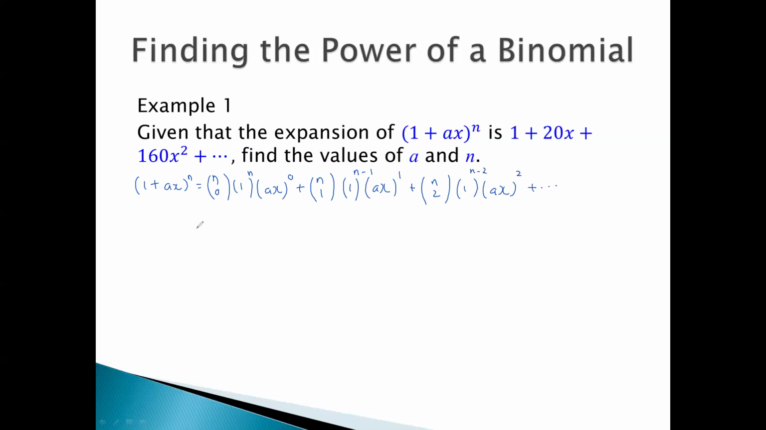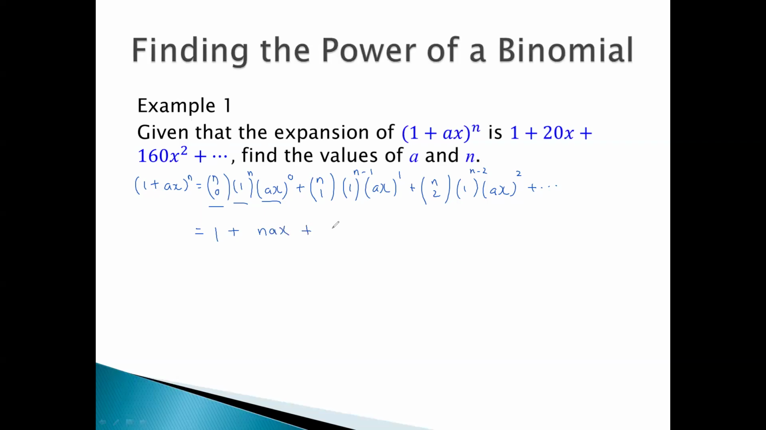Now I need to simplify this. So what is n choose 0? You can even use your calculator, just put 5 choose 0, put a random number, it is 1. This is 1 as well, so it's just 1. Plus, what is n choose 1? If you look back at the previous page, n choose 1 is actually n. You can also key in your calculator 5 choose 1, which is actually 5. So n choose 1 is n. 1 to the power anything is just 1, so I'm going to ignore it. And then this is ax.